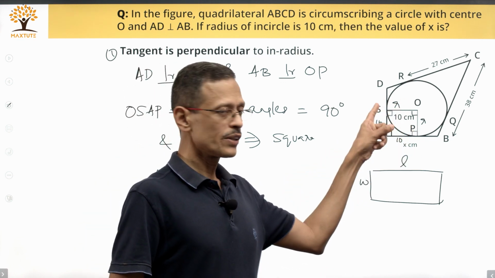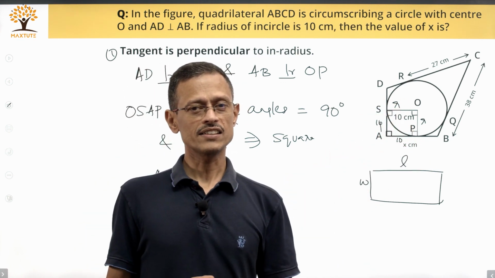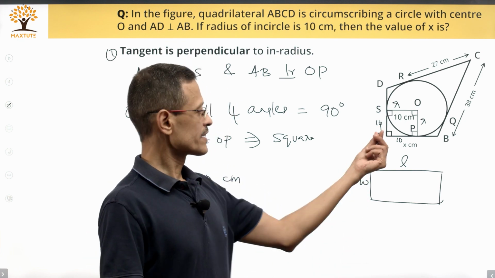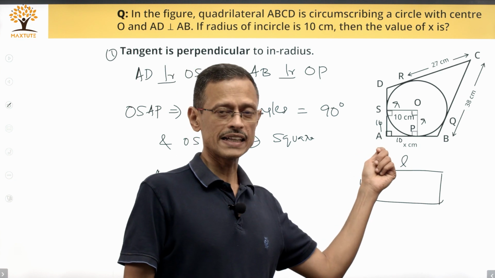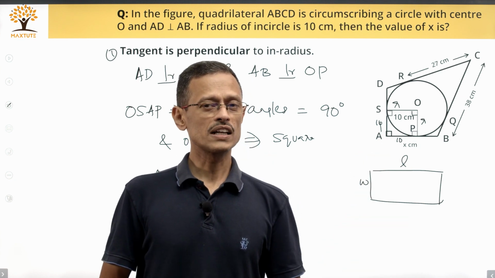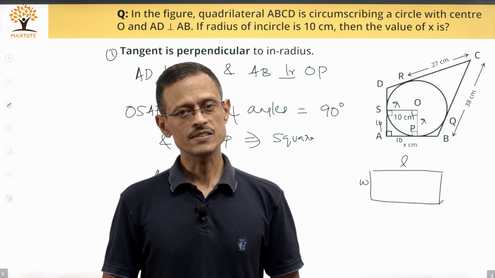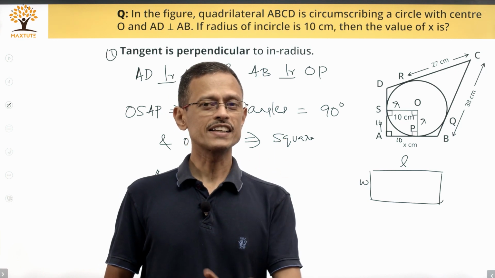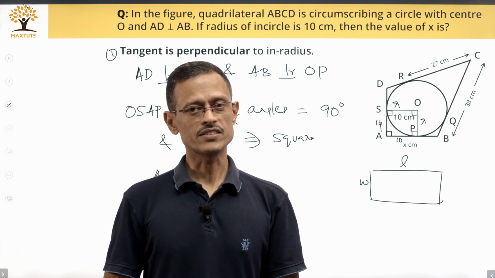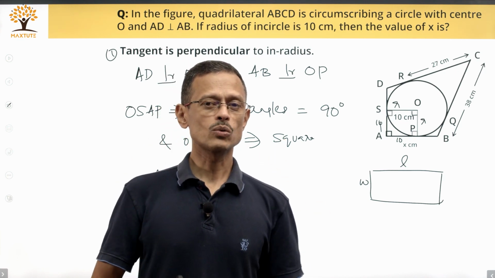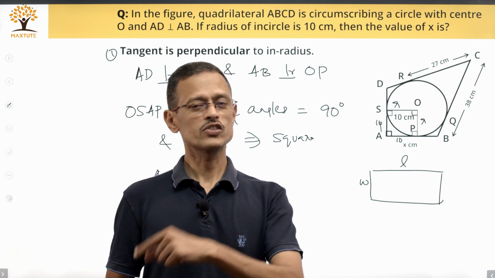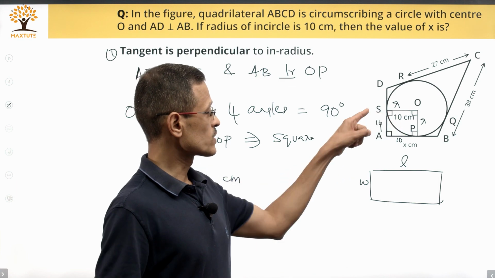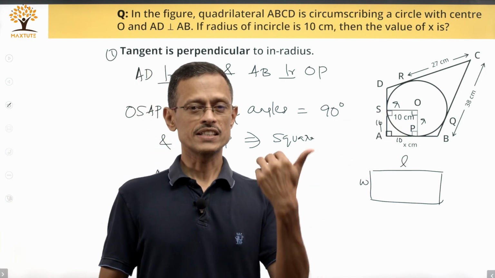2 angles, we deduced them to be 90 degrees because radius and tangent are at right angles to each other, and it is given that AD is perpendicular to AB, which means angle DAB is equal to 90 degrees. So, 3 angles in this quadrilateral OSAP are equal to 90 degrees, which means the 4th angle should be 90 degrees because the sum of the interior angles is equal to 360. If all 4 angles in a quadrilateral are equal to 90 degrees, the quadrilateral is either a rectangle or a square. We know that adjacent sides OS and OP are equal, which means it is a square.